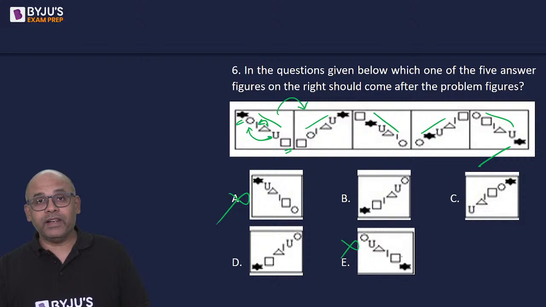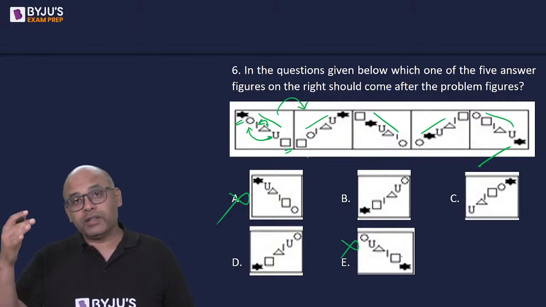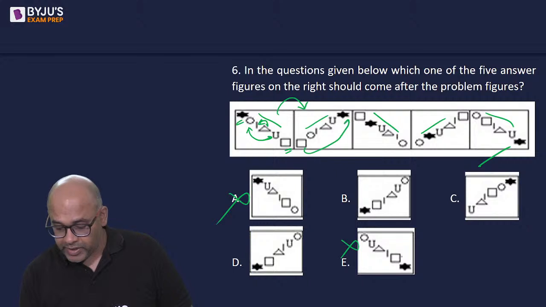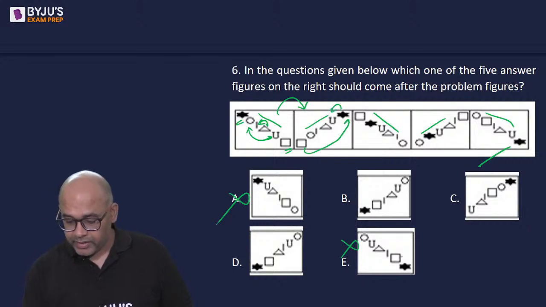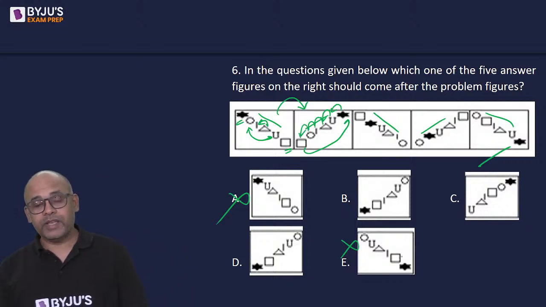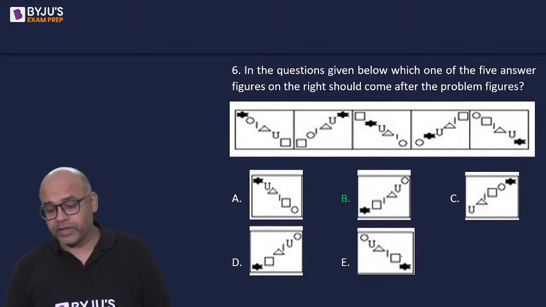Now again, right leaning became left leaning, and this time what happened? Everything changed. So it's a cyclical order. This has come here, this has come here, this has come here, this has come here, this has come here, and circle has come in the place of a square. So basically everything moved in a cyclical order, and that's how you got this.